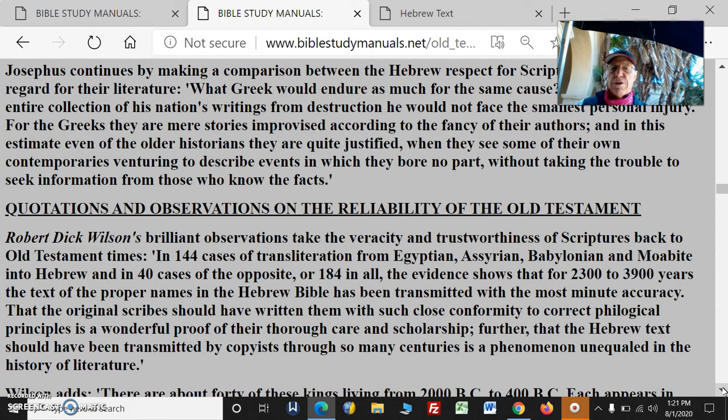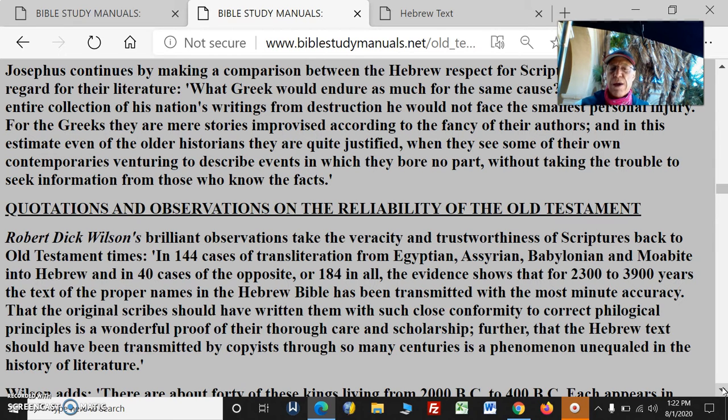So, there's a brilliant observation by Robert Dick Wilson. It takes the veracity and trustworthiness of Scripture back to Old Testament times. He says, in 144 cases of transliteration from Egyptian, Assyrian, Babylonian, and Moabite into Hebrew, and in 40 cases of the opposite, or 184 in all, the evidence shows that for 2,300 to 3,900 years, the texts of the proper names in the Hebrew Bible have been transmitted with the most minute accuracy.